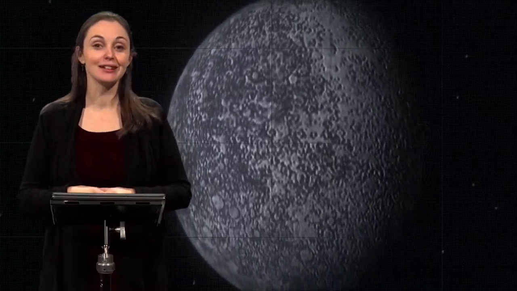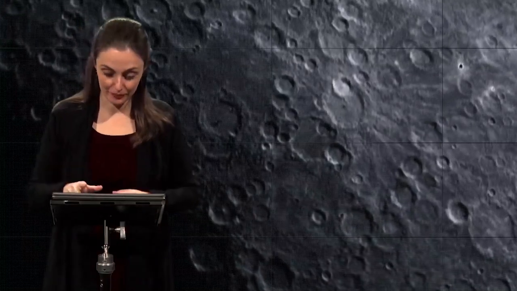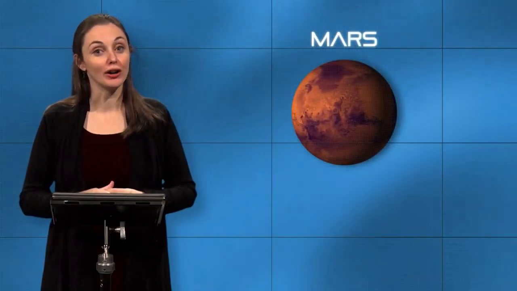It's cold at night, really hot during the day, completely lacking an atmosphere, and basically lacking any sort of evidence of geological activity. So we'll call this planet geologically dead, and move on. Well, I've got many, many slides for some of the other planets that we're going to talk about. Mercury is one that we can sum up pretty succinctly. So now we're going to move on to Mars.